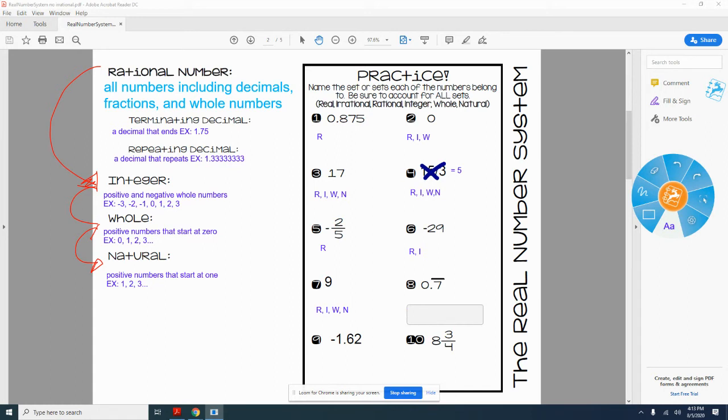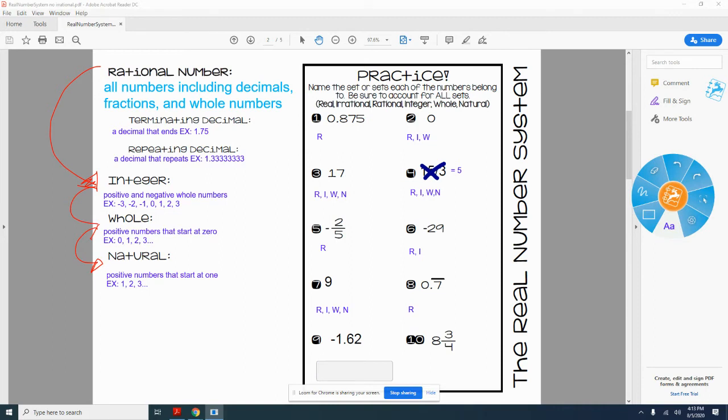Okay, so 8 is a repeating decimal, so it is rational. And so we go down to integer, but integers have to be whole numbers, and this is a decimal, so that's it, we're done. Okay, so number 9.